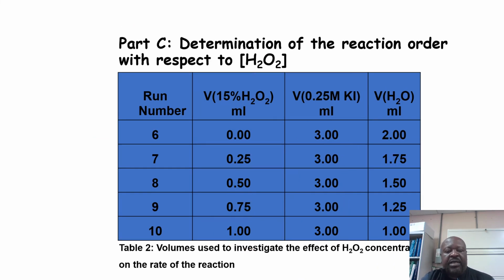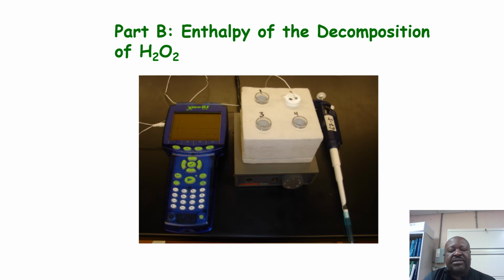Okay, so in the other run, we keep the KI the same, 3 mils, and we vary the hydrogen peroxide. Of course, here we're adding water just to keep the total volume 5 milliliters, mass about 5 grams, so that we can compare the rates easily. So of course, that first one is a dummy run. So really, we're actually doing a total of 8 runs.